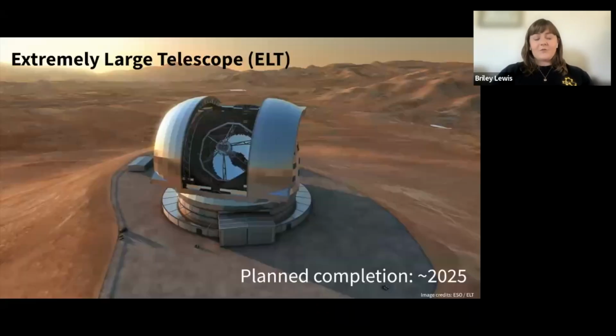But there are two other extremely large telescope projects that are still currently going forward. We've got the Extremely Large Telescope. This is the European Observatory's version. It would be located in Chile in the Atacama Desert, where we already have a lot of telescopes, and is planned to be completed in the next few years, hopefully.